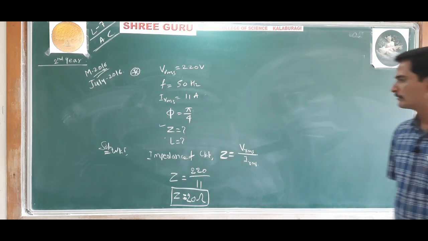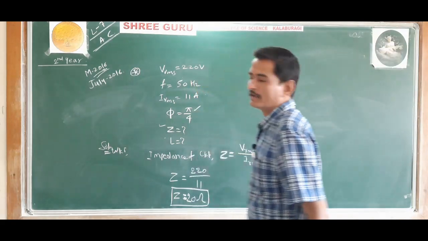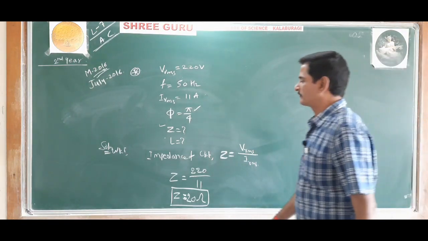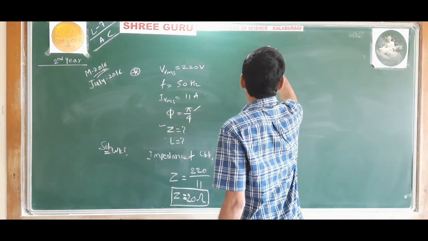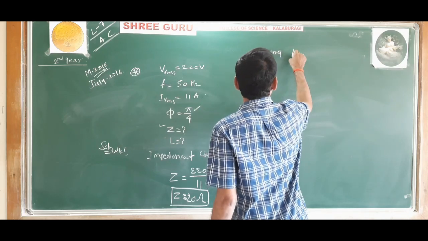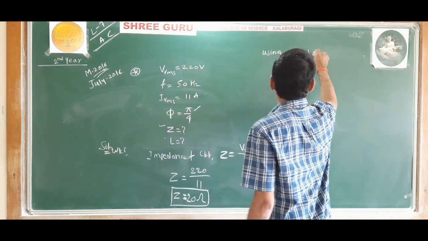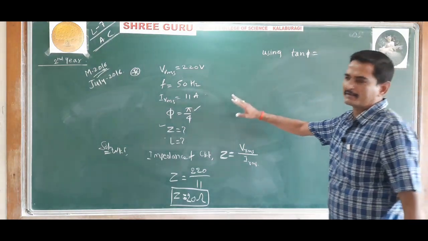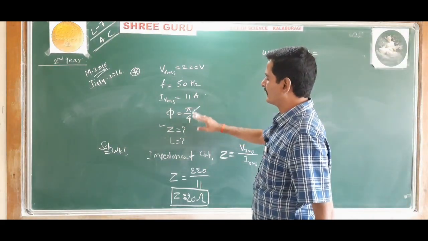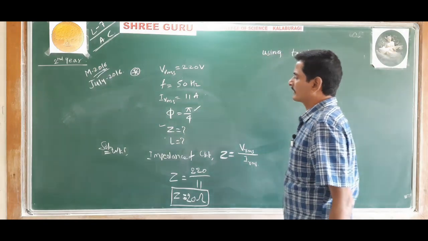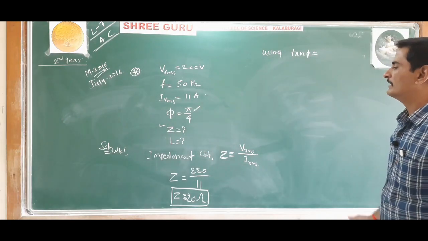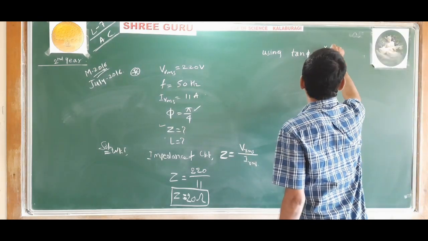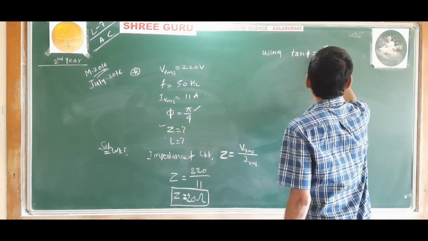That is by using this phi value. They have given phi, that is the phase difference between the voltage and current. So using tan phi is equal to XL minus XC divided by R if capacitance is there. So this is only an inductive circuit, so XC, that is the capacitor, is not there, so the formula becomes XL divided by R.